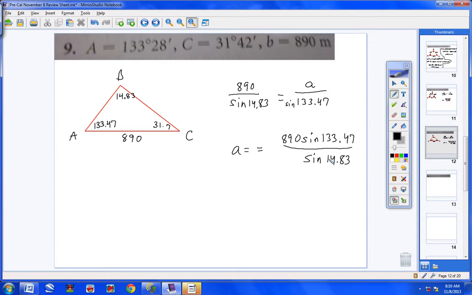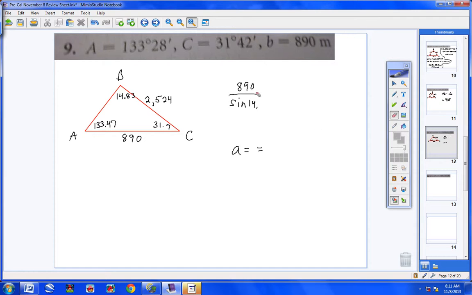Alright, let me grab my calculator very quickly here and type this in. 890 sine of 133.47 divided by the sine of 14.83. And we will get 2,523, so A equals 2,524 if we round. Okay, so there we go. And now let's go ahead and move on.